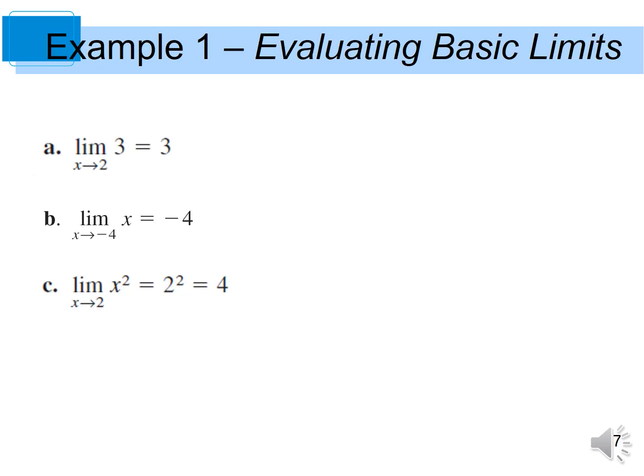Look at the first example. For a, we have the limit of 3 when x tends to 2. So the answer is 3. For b, the limit of x when x tends to negative 4. So the limit is negative 4. For c, the limit of x squared when x tends to 2. So x squared is equal to 4.